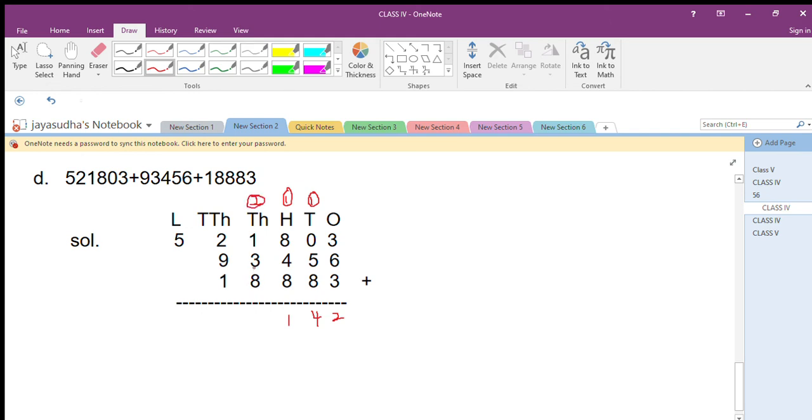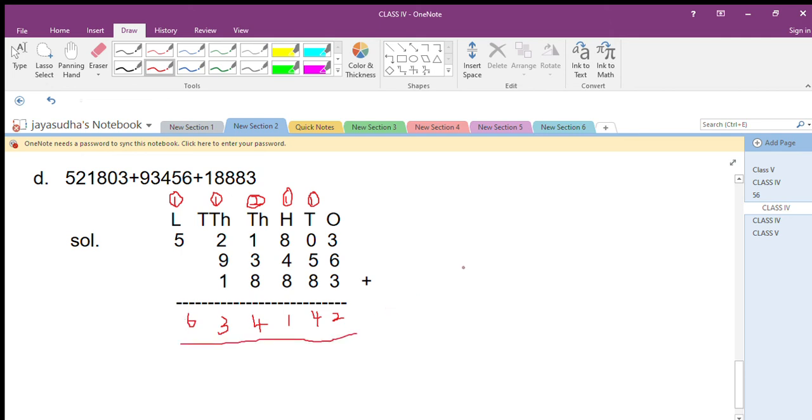Now 8 plus 3. Tell me the answer, children. 8 plus 3, 11. 11 plus 1, 12. 12 plus this 2, 14. So you want to write 4 only here. 1 carry to the next column. Okay, then 1 plus 9, 10. 10 plus 2, 12. 12 plus 1, 13. So you want to write 3 only here. 1 carry to the next column. So 5 plus this one, 6. That's all your answer, children.